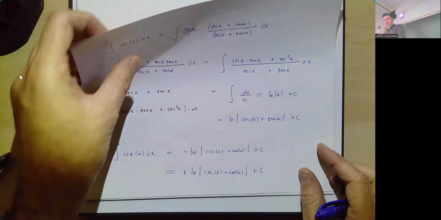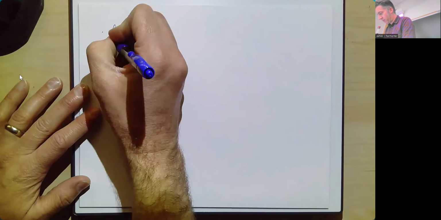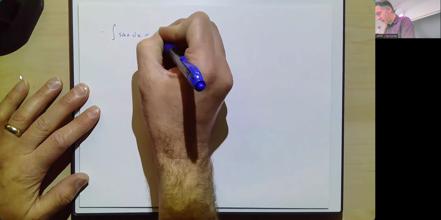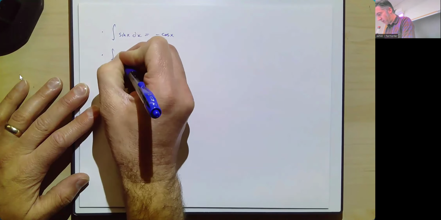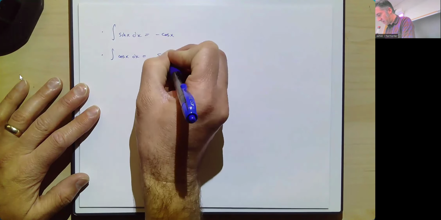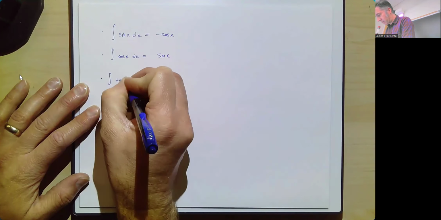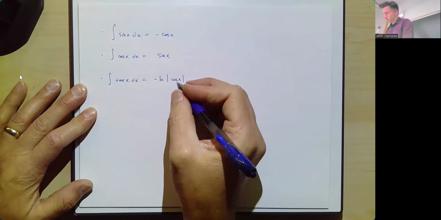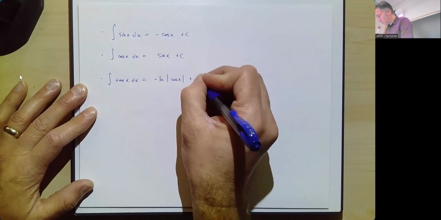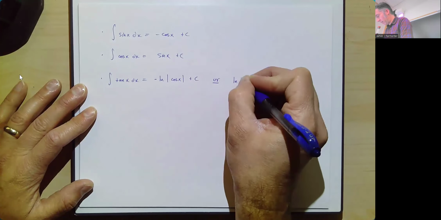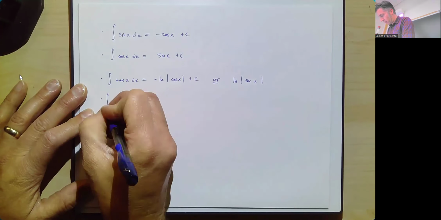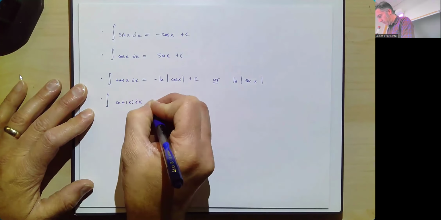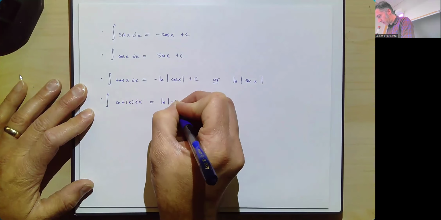So, brief recap here. All the trig things we want to know. Okay, so here they are. The antiderivative of sine of x is negative cosine of x. The antiderivative of cosine of x is sine of x. The antiderivative of tangent of x is the negative natural log of the absolute value of cosine of x. I should be throwing in some plus c's here. Or the natural log of the absolute value of secant of x. The integral of cotangent of x is the positive natural log of the absolute value of sine of x.